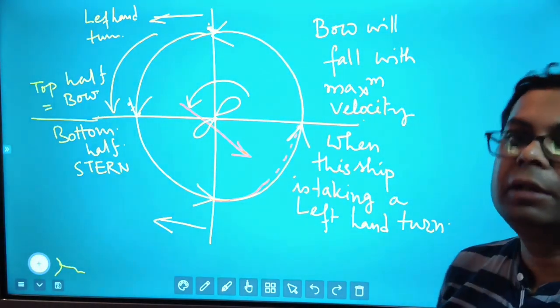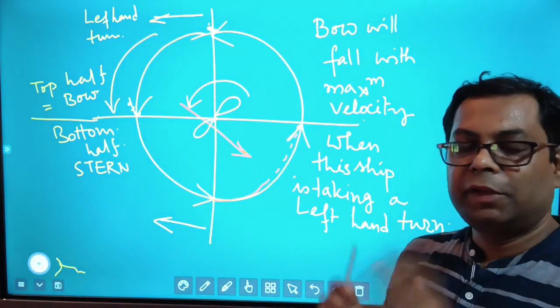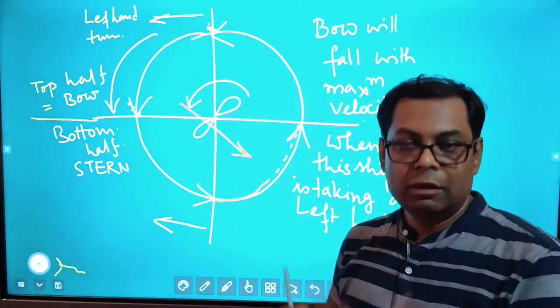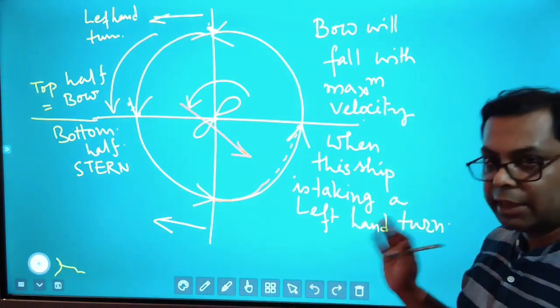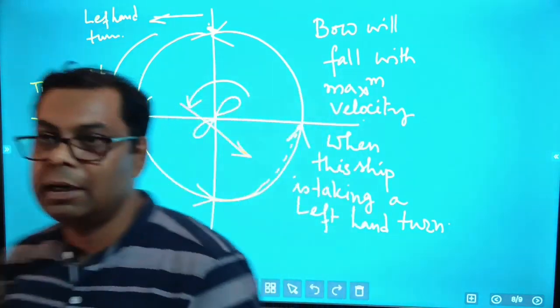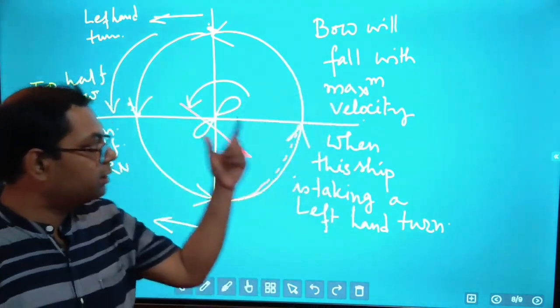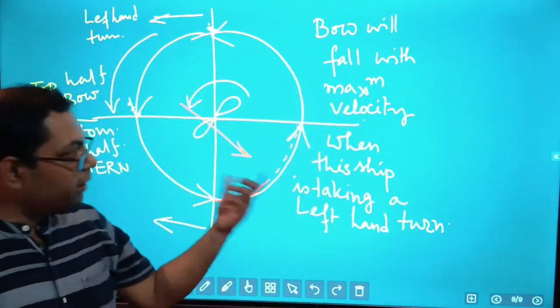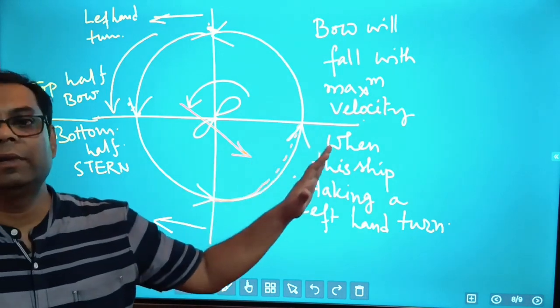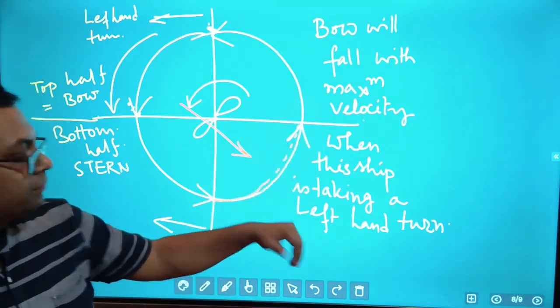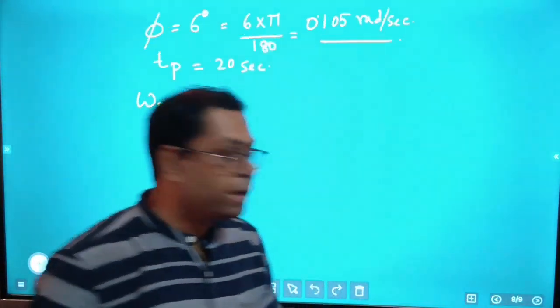So that includes everything. The first part is the numerical calculation, and the second part, if you draw the thing like that and conclude with this diagram, then it includes each and every detail. Okay. Now we are moving towards the second part.